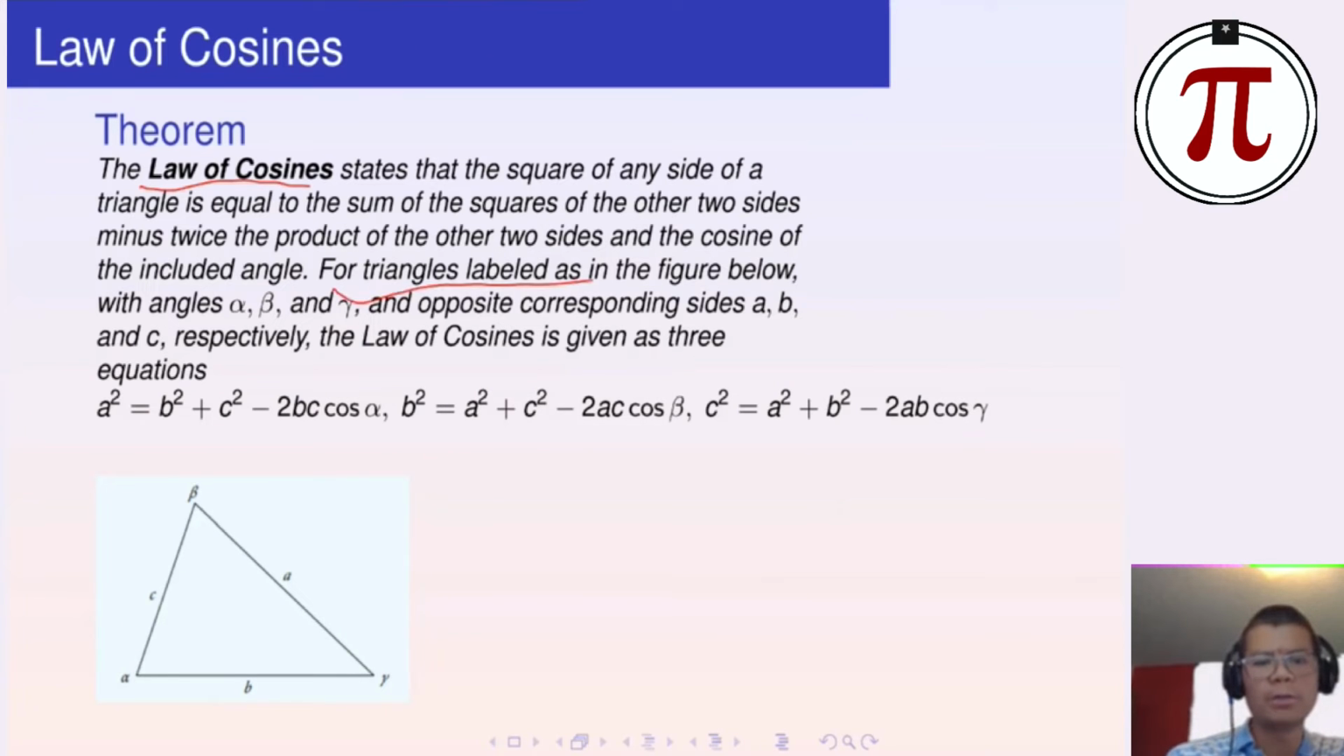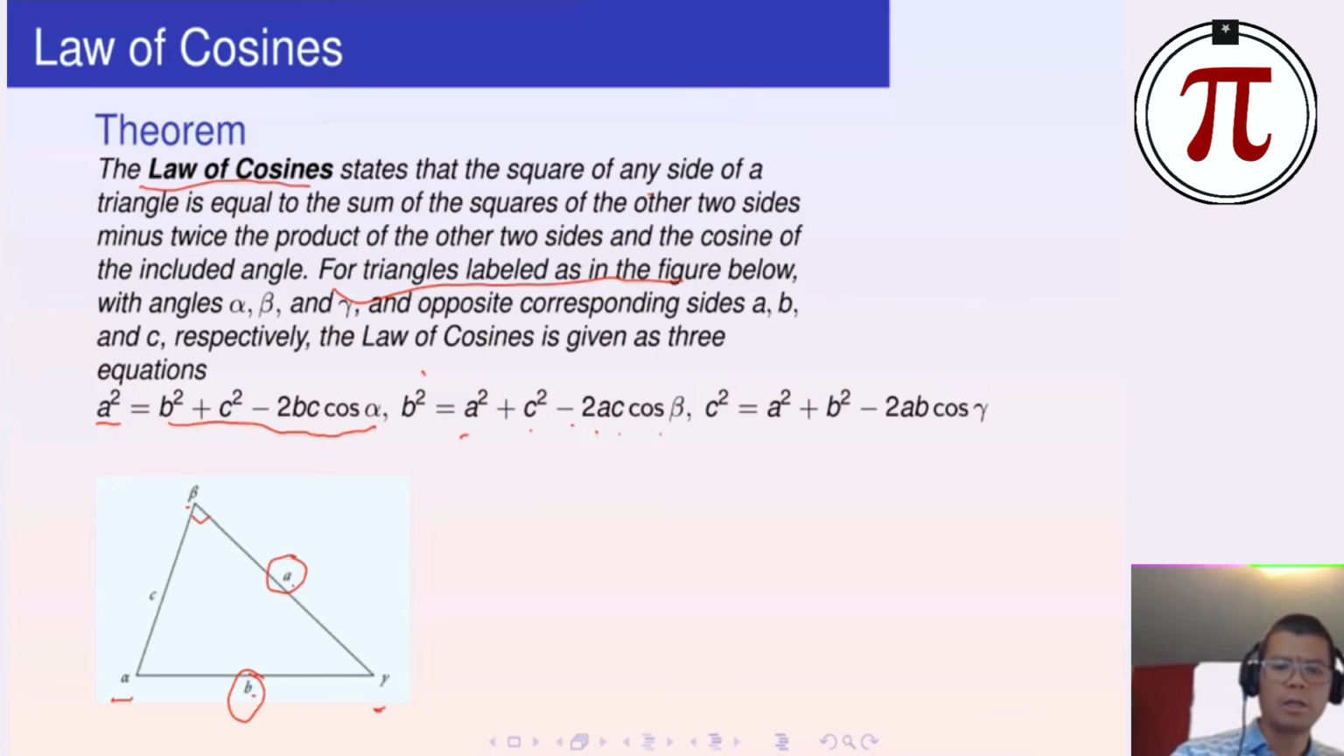Now, for triangles labeled as in the figure below, with alpha, beta, gamma and sides a, b, c, a is opposite to alpha, b is opposite to beta, and c is opposite to angle gamma. So the law of cosines gives: the opposite side of alpha, a squared equals b squared plus c squared minus 2bc cosine alpha. Now for b, the opposite angle is beta, and the adjacent sides are a and c, so b squared equals a squared plus c squared minus 2ac cosine beta.